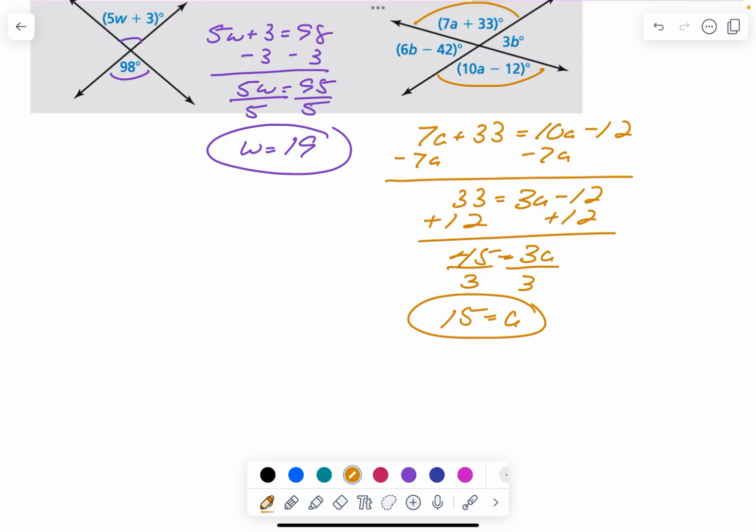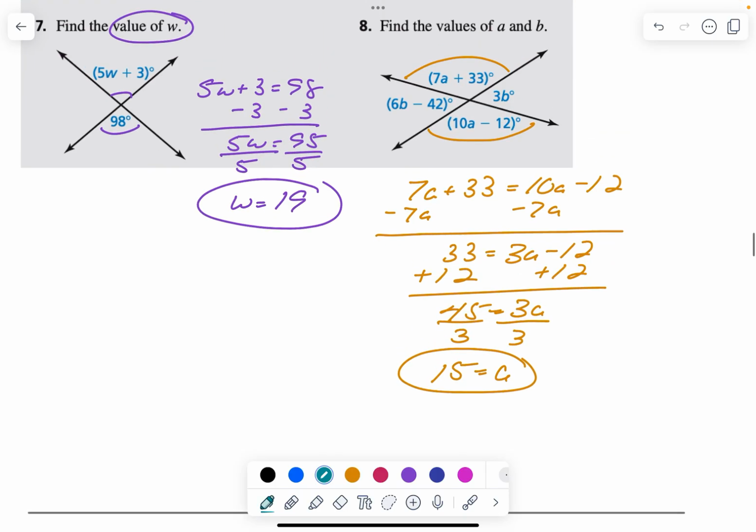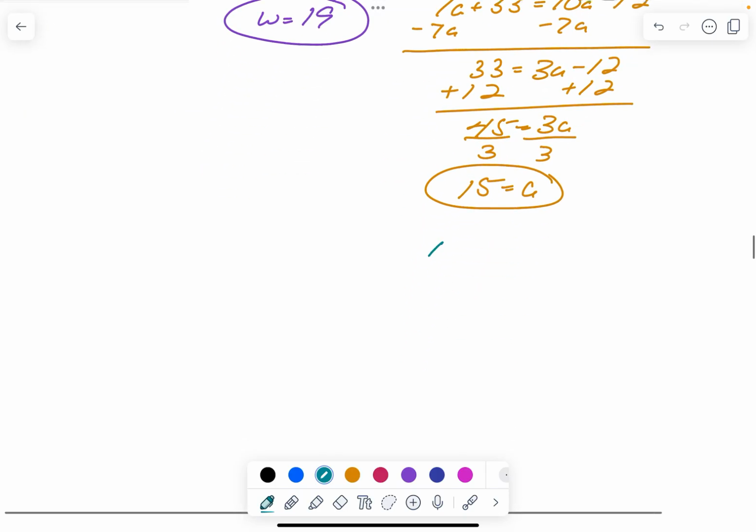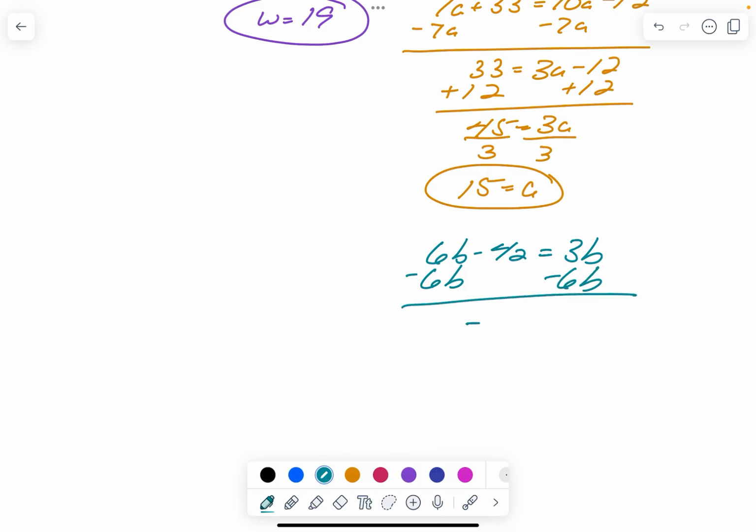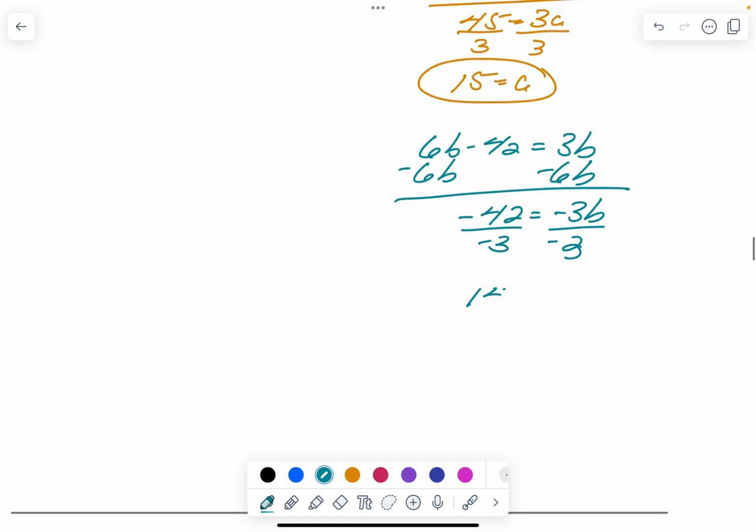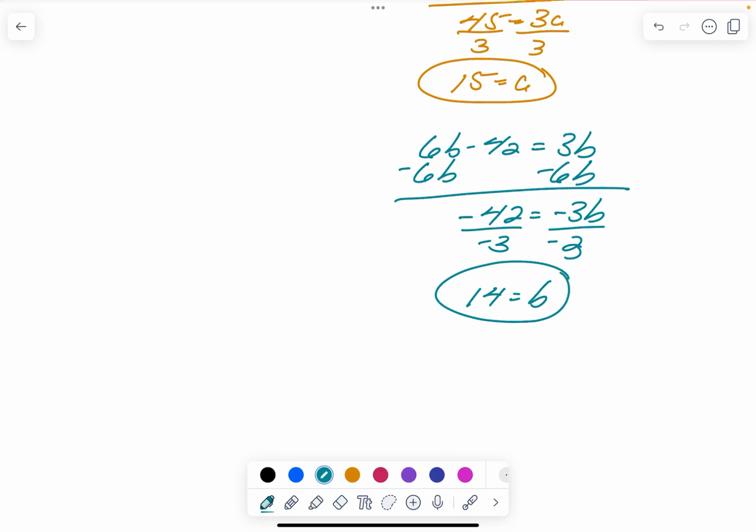Now we have to find b. So b, these two are congruent. So we have 6b minus 42 equals 3b. Well, I suppose I'll just do this. Negative 42 equals negative 3b. Divide both sides by negative 3. And we get 14 is equal to b.